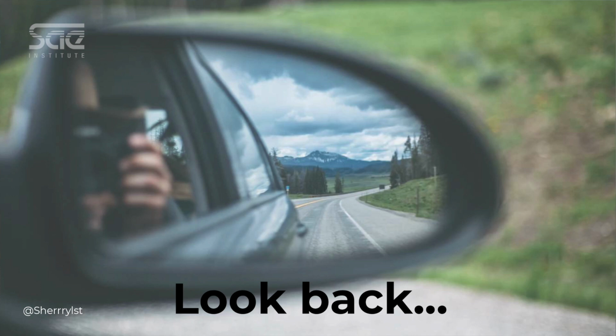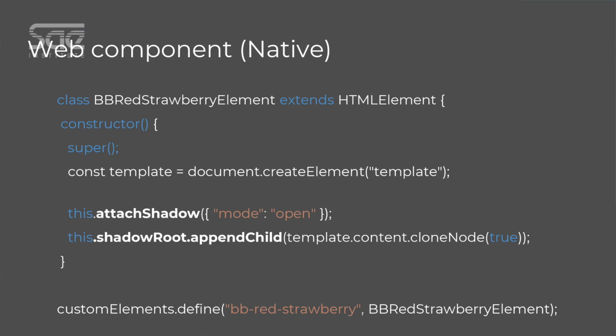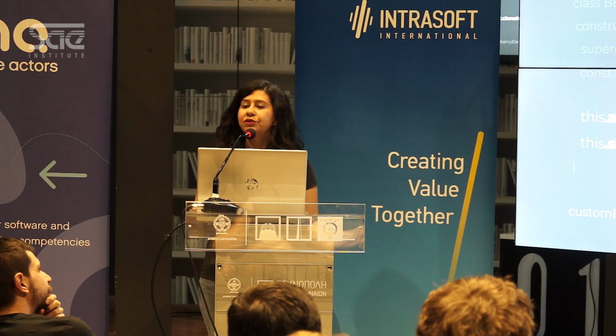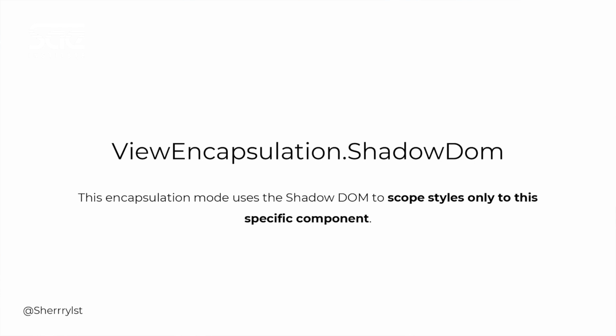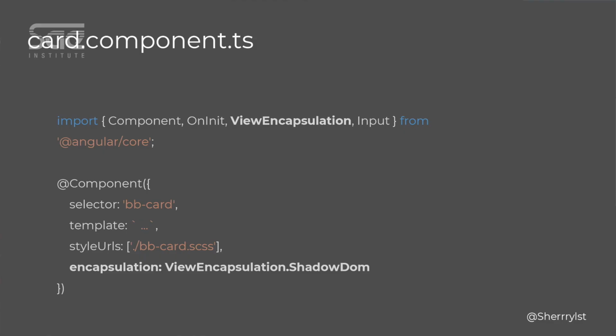And if we look back at what we had, this was our class. So we had a class, and then we had the shadow DOM, and then we created the custom element. So in order to attach the shadow DOM in our Angular component, we need to use the view encapsulation. With the view encapsulation, we can just do ViewEncapsulation.ShadowDom. So it does all of those things for us.